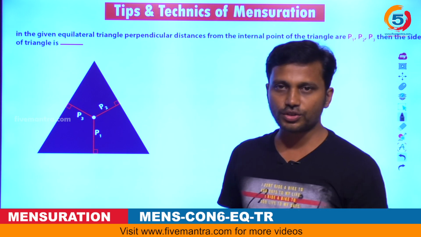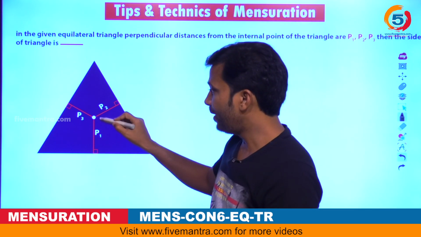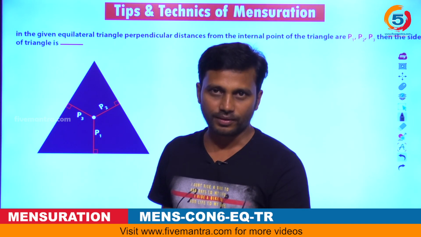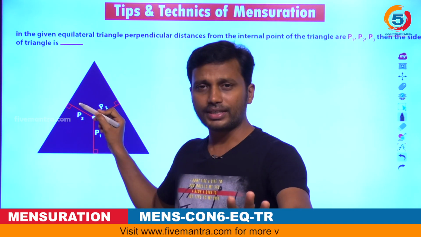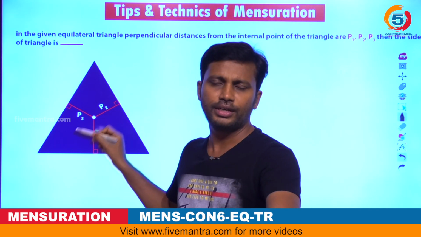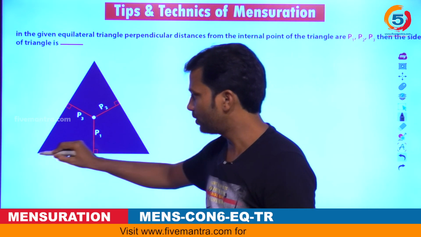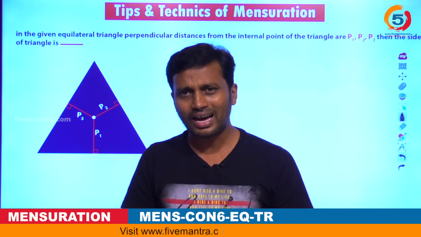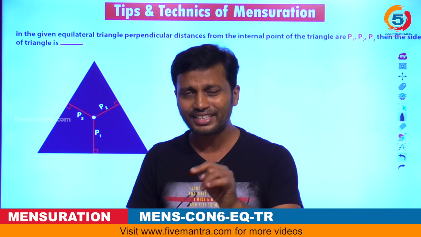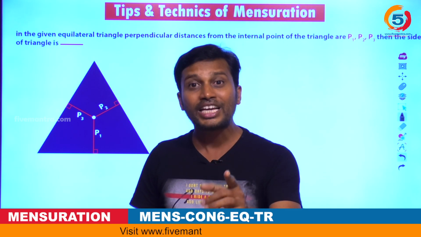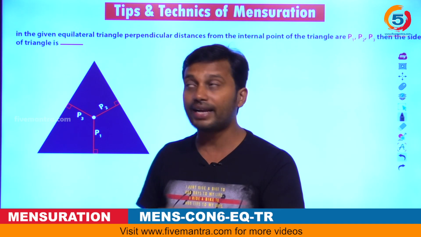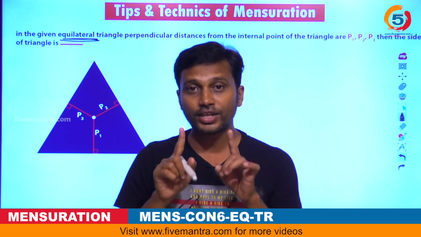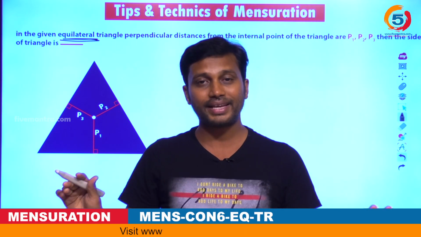So finally, what is our conclusion? The conclusion would be, when P1, P2, P3 are the perpendiculars drawn from any internal point, it's not a particular one, any internal point, to the sides, P1 is to this side, P2 is to this side, P3 is to this side, like that, P1, P2, P3 are the three perpendiculars drawn from any internal point to the sides of an equilateral triangle. That must be underlined. For which triangle is it? Equilateral triangle only. It cannot be applied to all types of triangles.